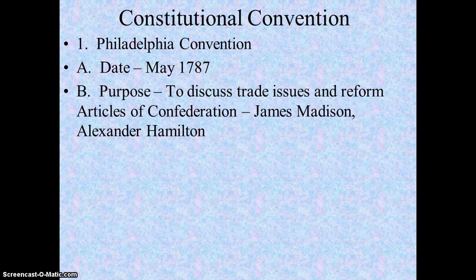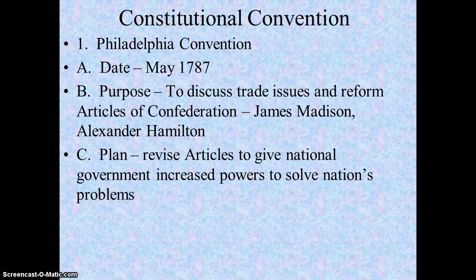Although James Madison was a very quiet, shy man, he played a very important role at the convention. He took very good notes. He came there with a plan and agenda. The plan was to revise the Articles to give the national government increased powers to solve the nation's problems.